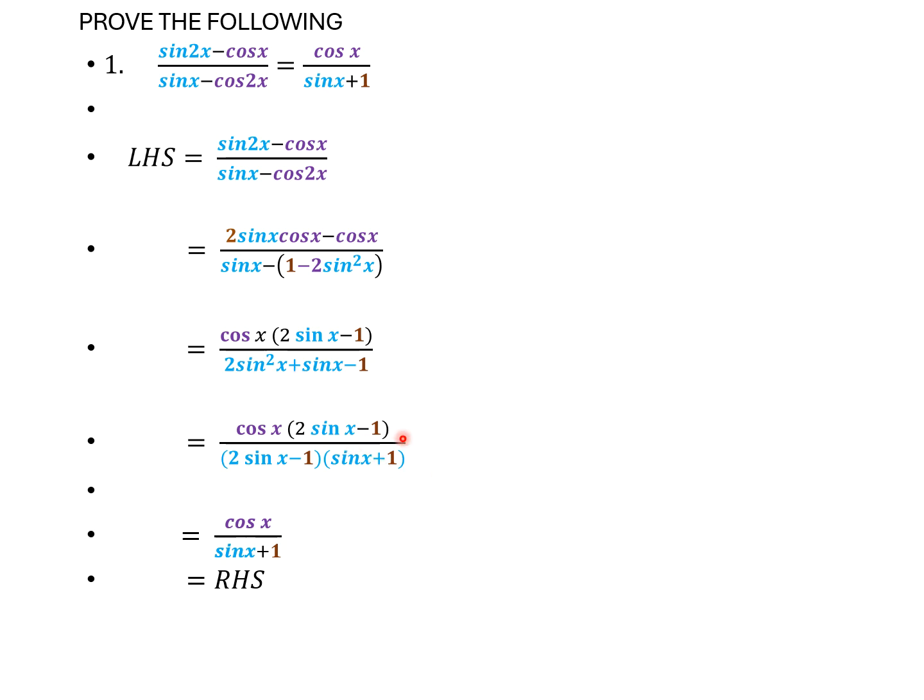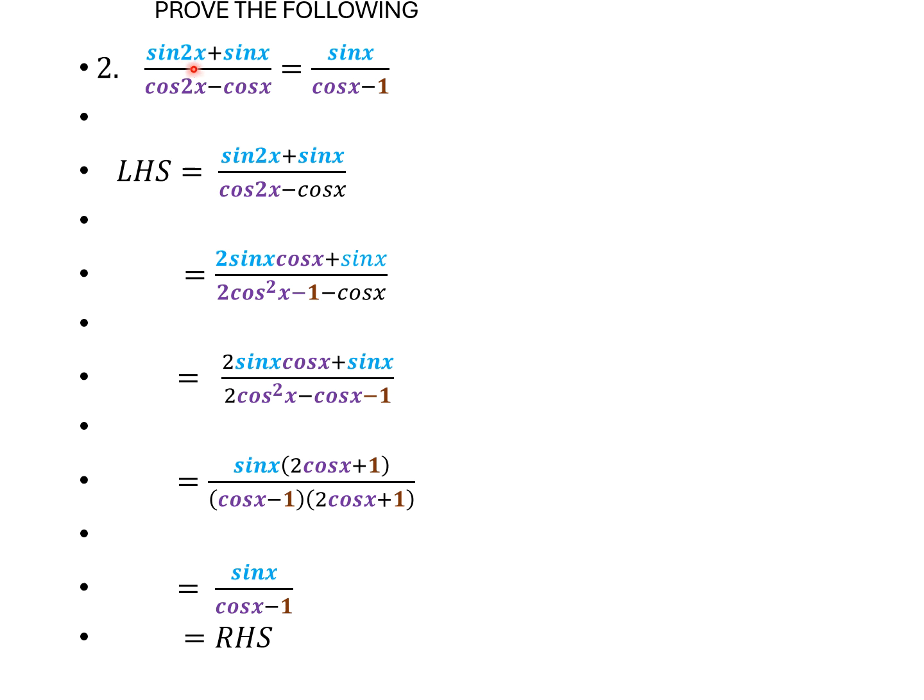2 sine x minus 1 and 2 sine x minus 1 will cancel. And I'm left with cos x over sine x plus 1, so that equals my right hand side. Right, and there I have solved the identity. Let's look at problem number 2.